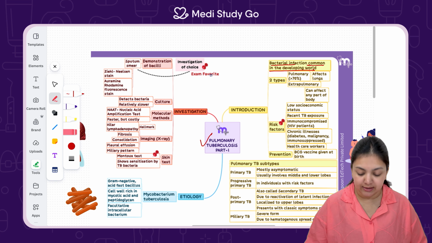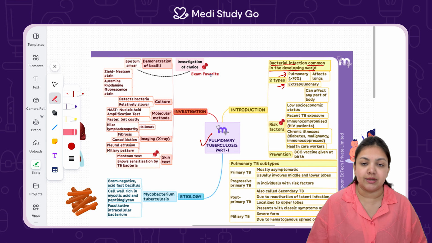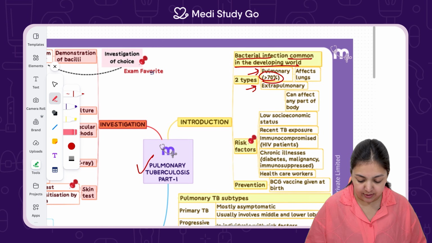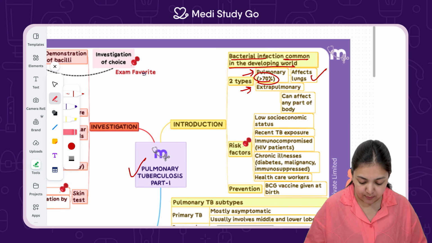It is of two main types, which are pulmonary and extrapulmonary. As the term suggests, pulmonary will be something which involves the lungs alone, whereas extrapulmonary will involve organs other than lungs as well. So pulmonary is present more than 70% of the time and affects the lungs, whereas the extrapulmonary is present in other cases.